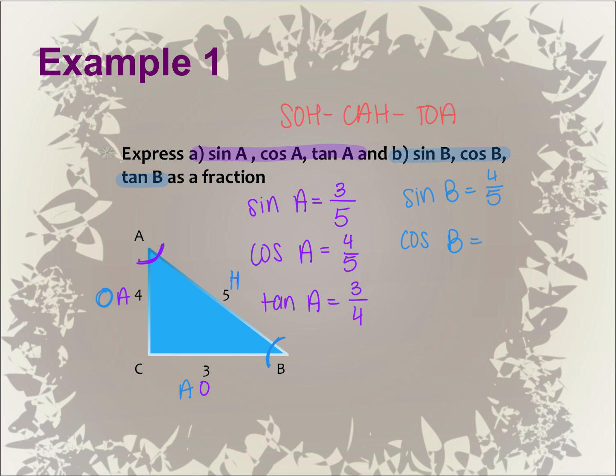3. What's my adjacent side to angle B? 3. 3 over what? What's my hypotenuse? 5. Good. And then my last one is my tangent B. This is opposite over adjacent. So what's my opposite side?